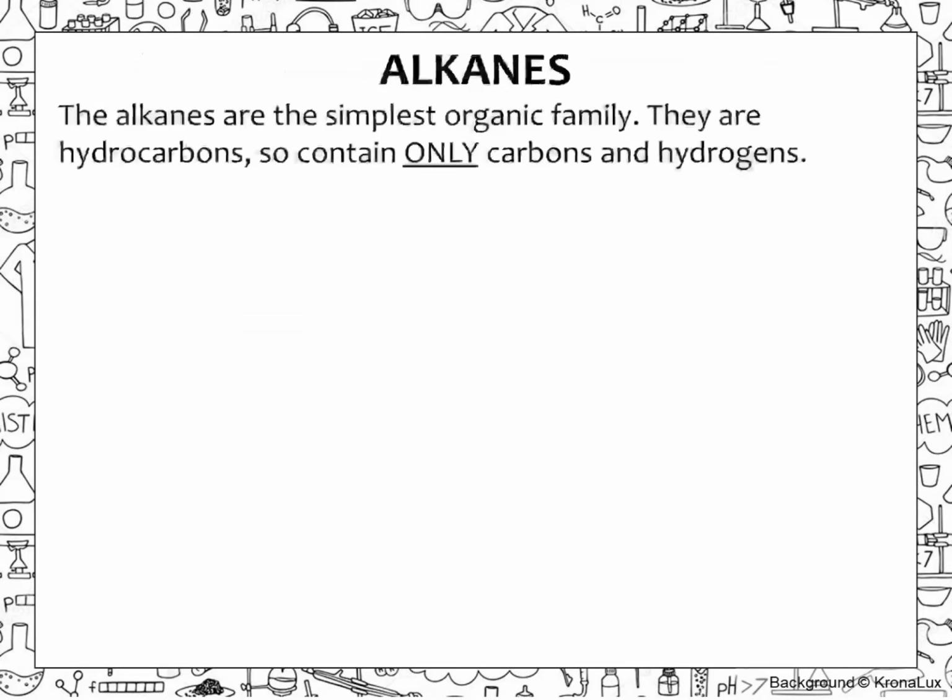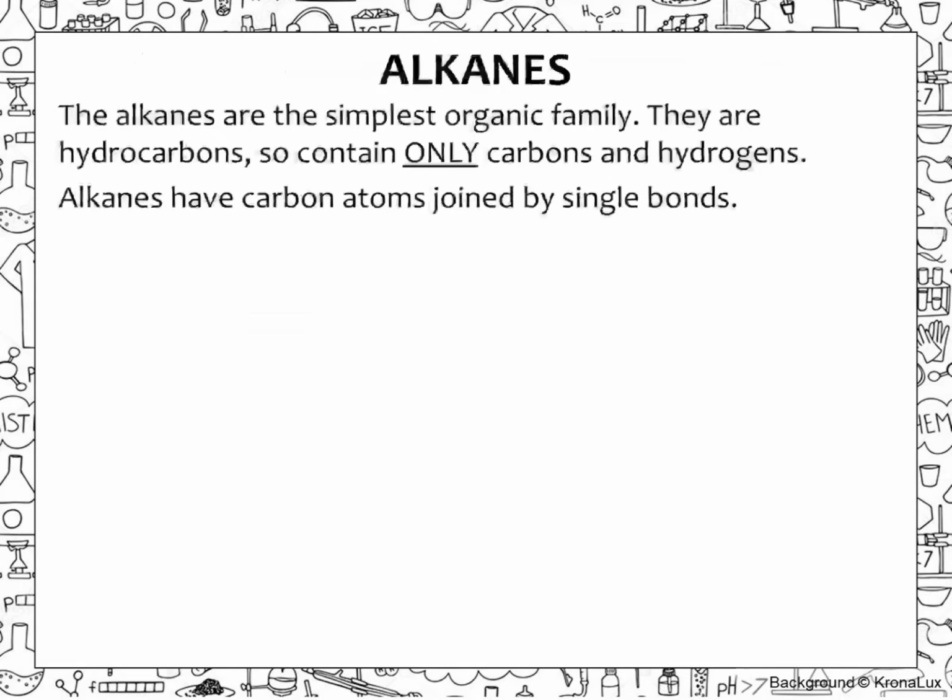Now, alkanes are the simplest organic family. They're hydrocarbons, so they contain only carbons and hydrogens. Remember, that's a definition that you need to know. Alkanes have carbon atoms joined by single bonds. Now, you're going to learn a bit more about bonds in a later topic, but for now we just need to know that that means there's one line joining them together. And all alkane names end in ane, A-N-E. That's how you can recognise if a chemical is an alkane.